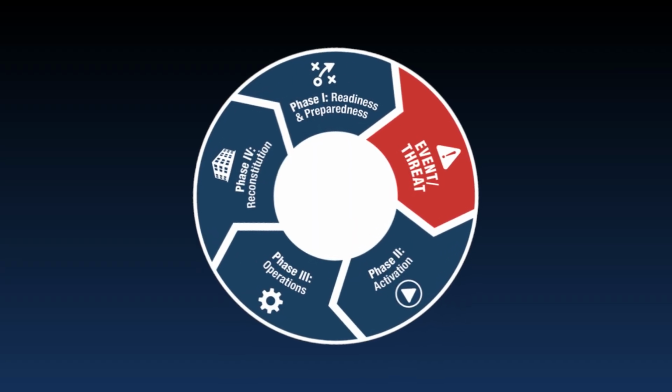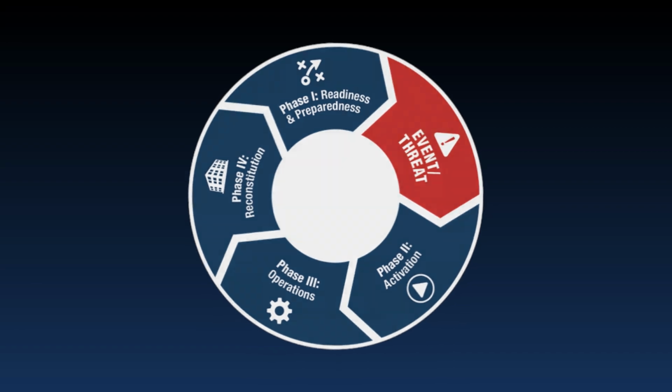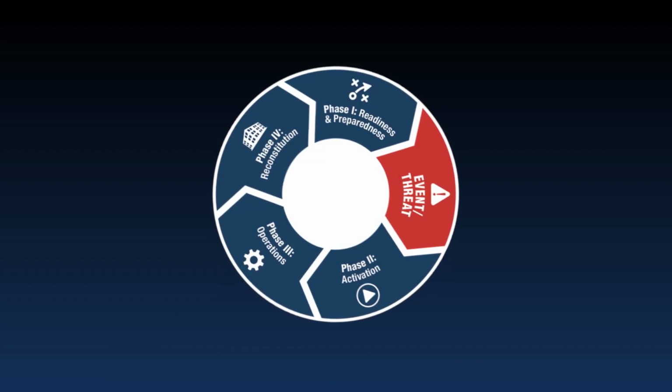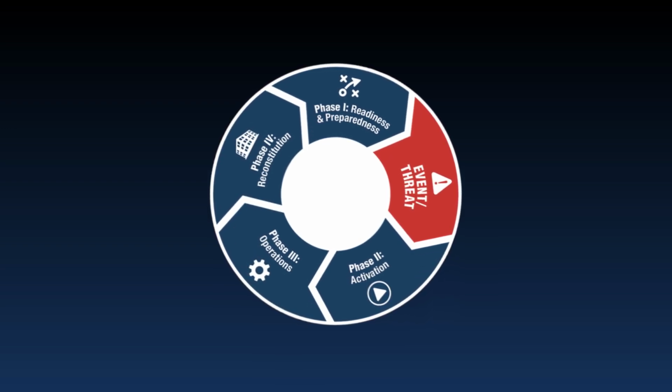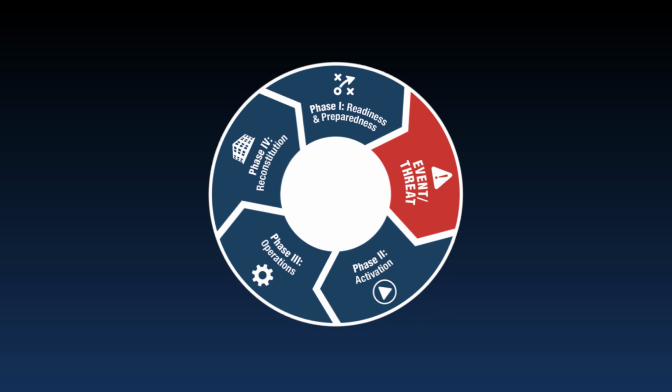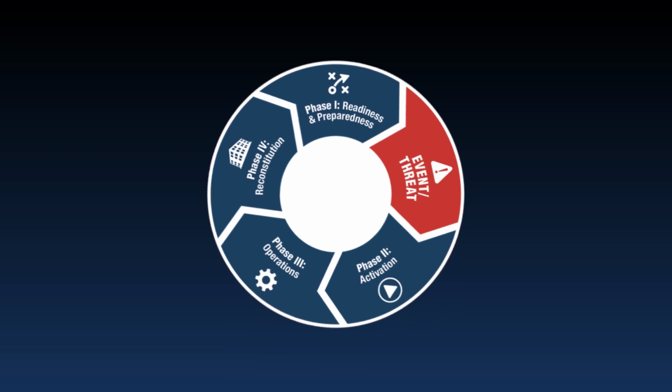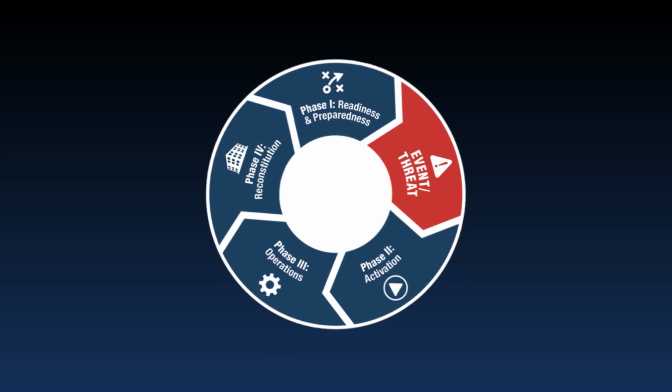As previously mentioned, continuity of operations flows through a series of 4 phases, which are readiness and preparedness, activation, operations, and reconstitution. The readiness and preparedness phase is where all administrative functions of COOP occur, which include planning, training, exercising, and incorporating COOP elements into day-to-day operations.